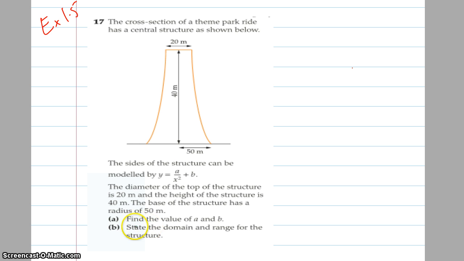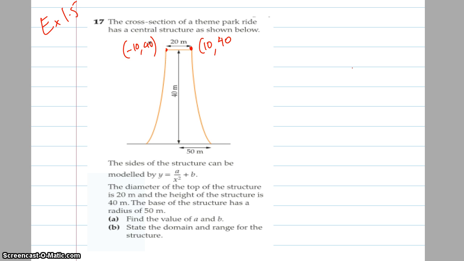We don't know what A and B are, but we can work that out using the information given. The first question says find the value of A and B. So I'm going to treat this here as the y-axis and this line here as the x-axis. If that whole thing is 20 meters across, then this part here must be 10 meters across, and it's got to be 40 meters high. Okay, so I've got that point.